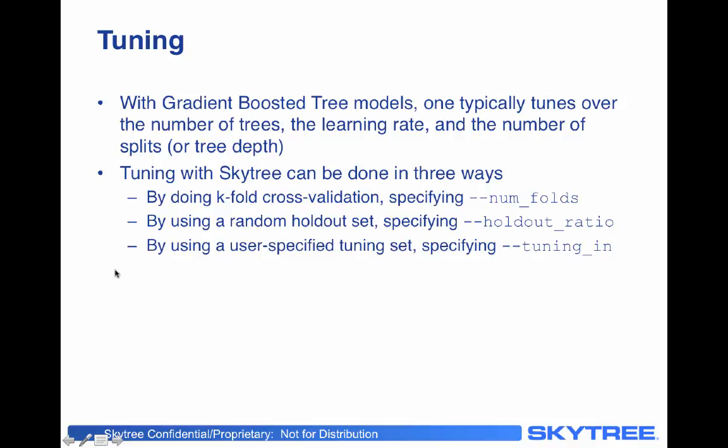So with gradient boosted tree models, we typically tune over various parameters like the number of trees, the learning rate, or the number of splits. But we just gave a simple run with a given fixed number of trees and we didn't tune any of the parameters. So let's next take a look at how to tune parameters with Skytree. And this can be done in 3 ways. We can either use k-fold cross-validation by specifying number of folds using the num-folds option, or we can use a random holdout set from the training set by specifying the holdout ratio, or we could use a specific file where we keep the tuning set by specifying the tuning in option and giving the file name.